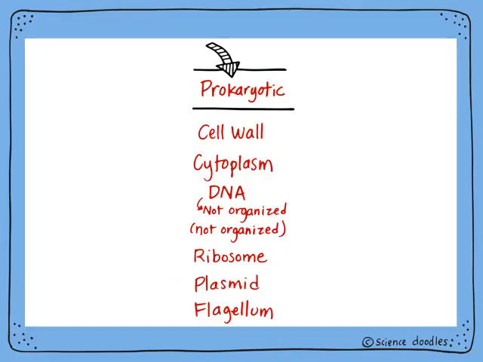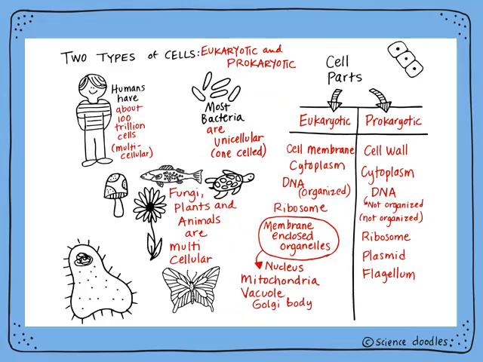Prokaryotic, which is, remember, our older, simpler cells. These could have a cell wall. They have cytoplasm, which is the goo inside. The DNA is not organized, so it's just scattered, and it's not stored in anything to keep it safe. They have ribosomes, plasmids, and flagellum. Don't worry about plasmids at all. Flagellum, remember, is that little tail that helps it move around. Here's a big picture of what that page should look like with everything filled in.